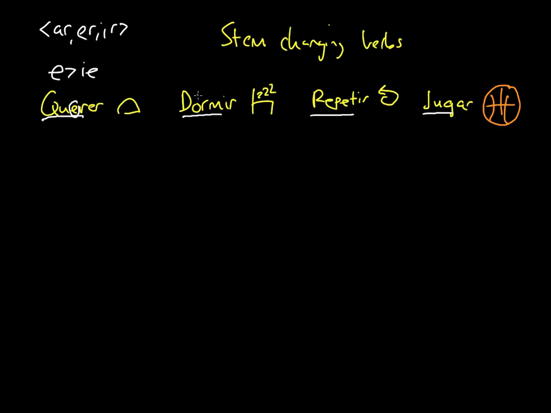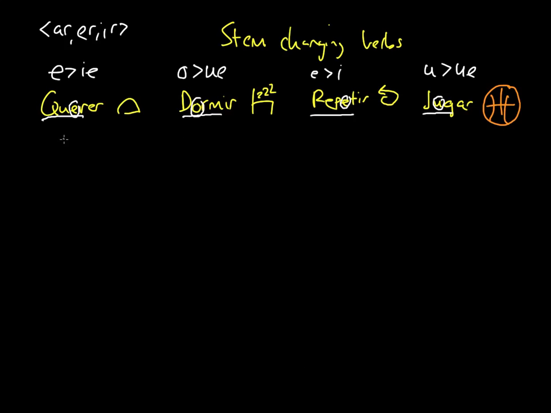The verb dormir is going to have a stem change of O to UE. So this O is going to change to UE when we conjugate it. Repetir is going to have a stem change of E to I. So this E is going to change. And finally, the verb jugar, and the U is going to change to UE when we conjugate it.